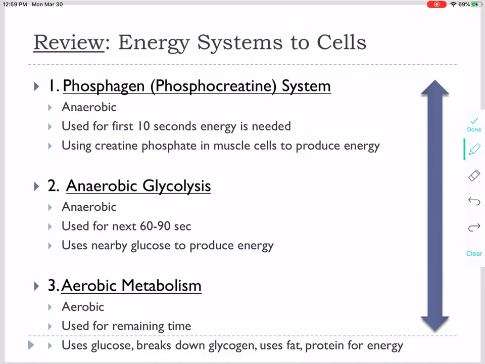Okay, so when we talk about what the energy systems are, what are the series of chemical reactions that cells use to create energy? I know sometimes this can be a little confusing, so it might be beneficial for you to separate it in your brain. Because later in this chapter, we're going to be talking about cellular respiration, how the cells produce ATP.